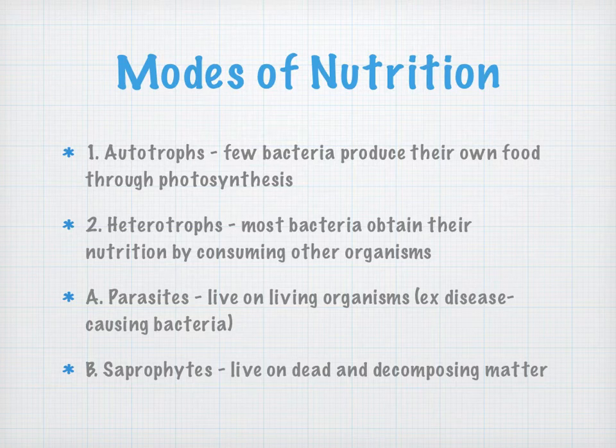Modes of nutrition. Autotrophs are few bacteria that produce their own food through photosynthesis. We also have heterotrophs. Most bacteria obtain their nutrition by consuming other organisms. We have two types. We have parasites. They live on living organisms, for example, disease-causing bacteria. Or we have saprophytes that live on dead and decomposing matter.